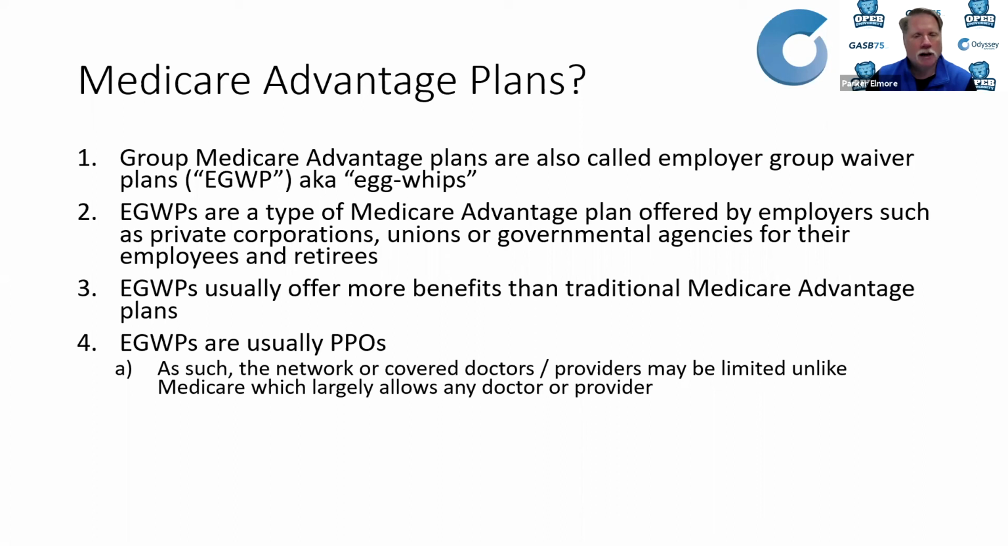They generally offer more benefits than traditional Medicare. But here's the thing. They're generally a PPO. So in other words, they have a limited network. Medicare allows you to go to any doctor you want effectively. The PPO says if you go to doctors in the network, you get a better price than if you go to doctors outside of the network.